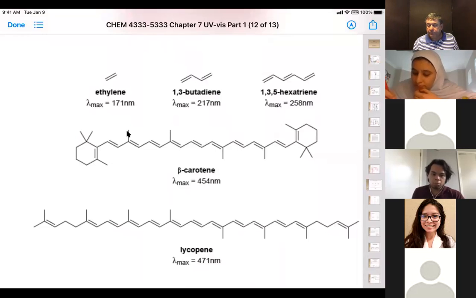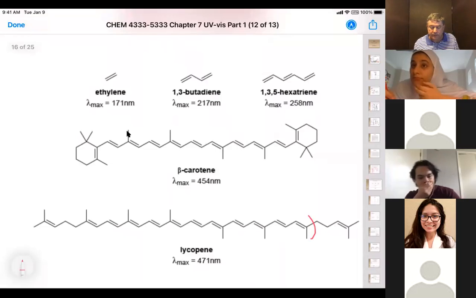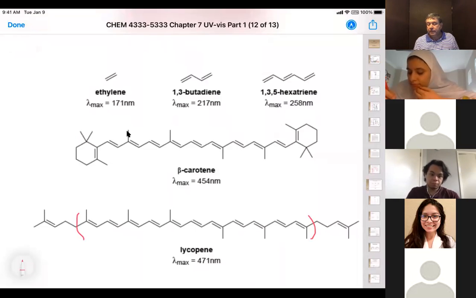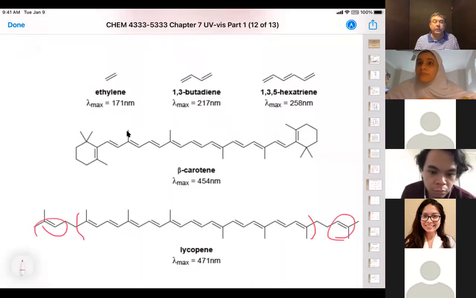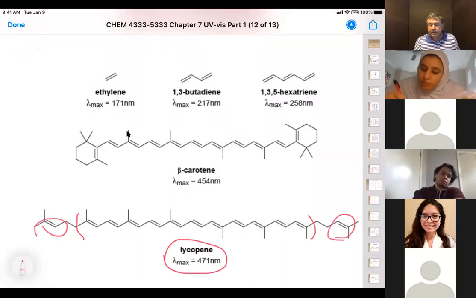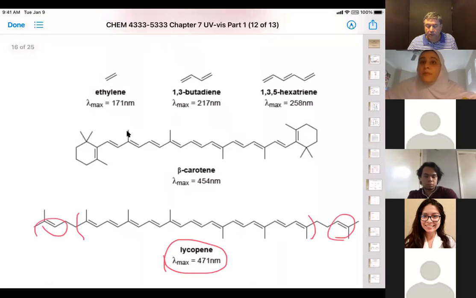Now in lycopene, what we have to note is that it's only these 11 in the middle that are conjugated. These are isolated, so those would give a separate band. But the 11 in the middle give rise to this 471. So it keeps going down and down and down in energy, or up and up and up in wavelength. Okay, why?